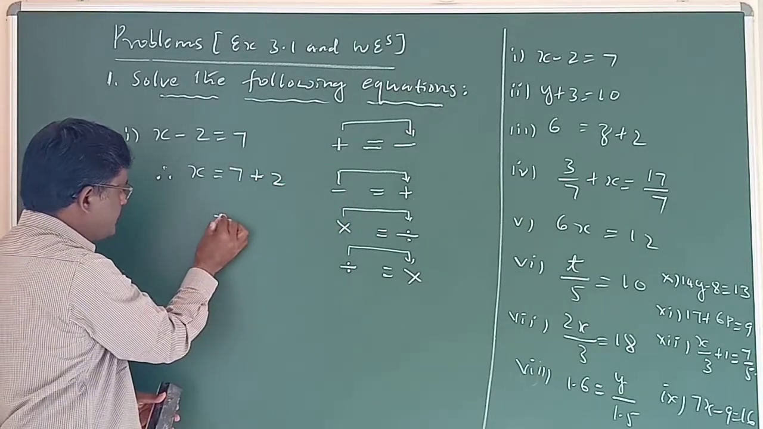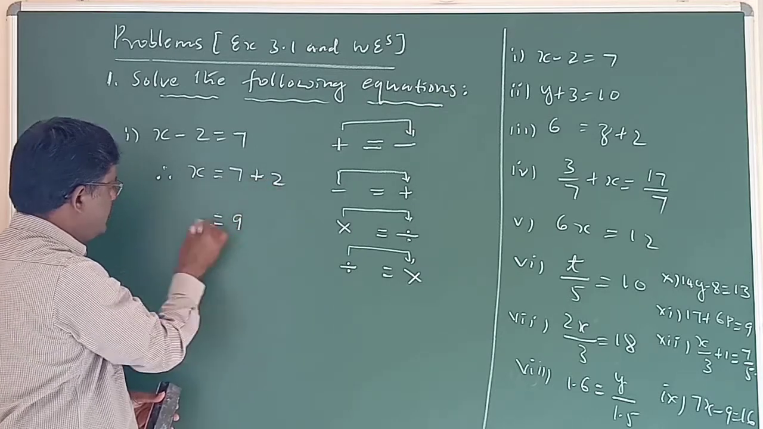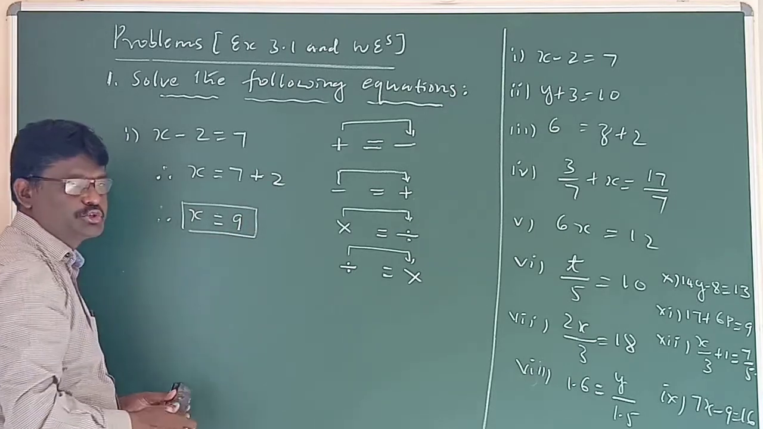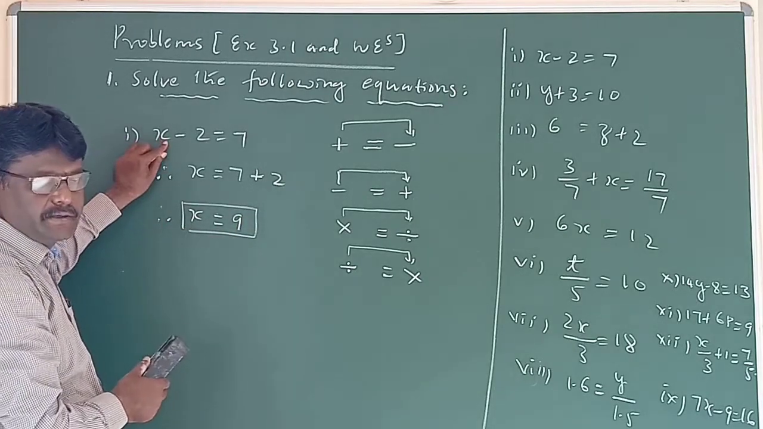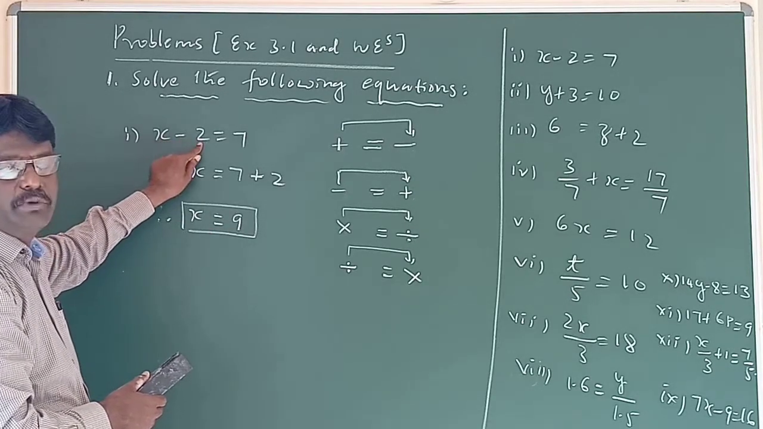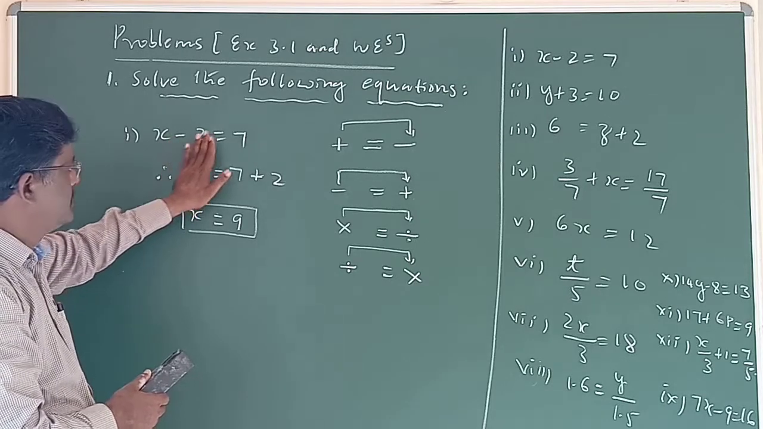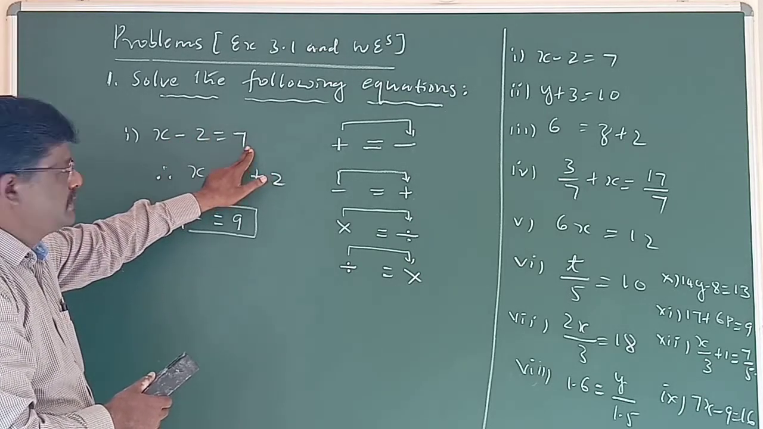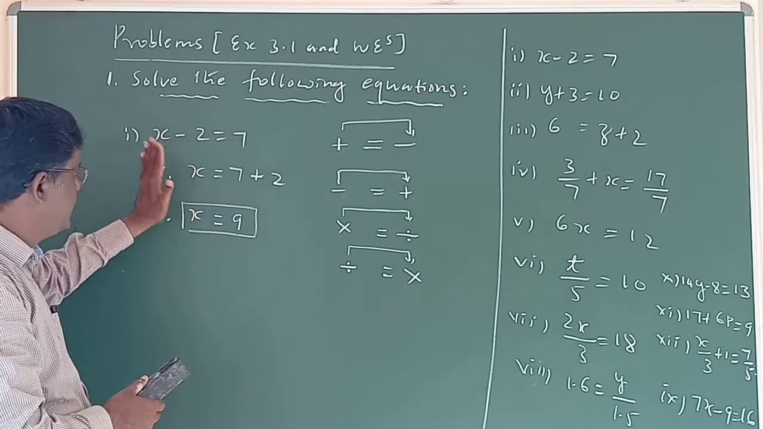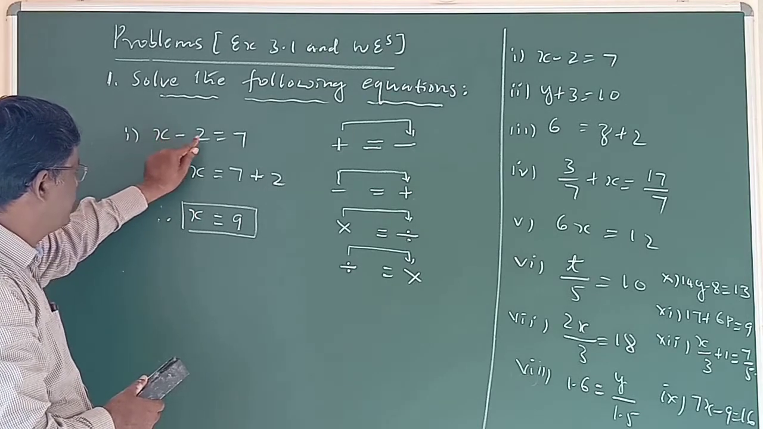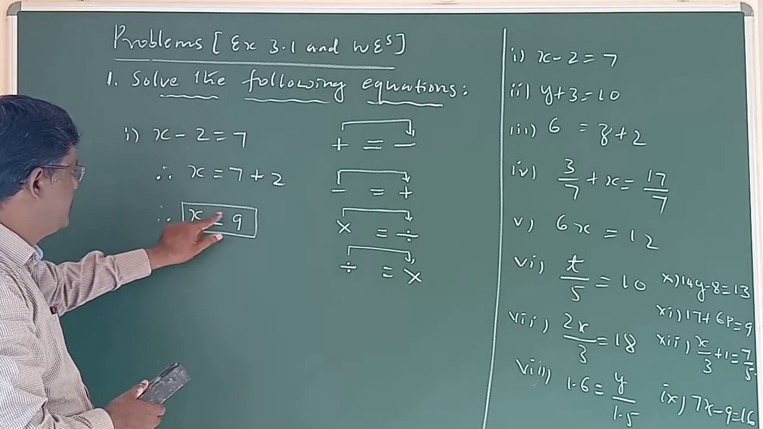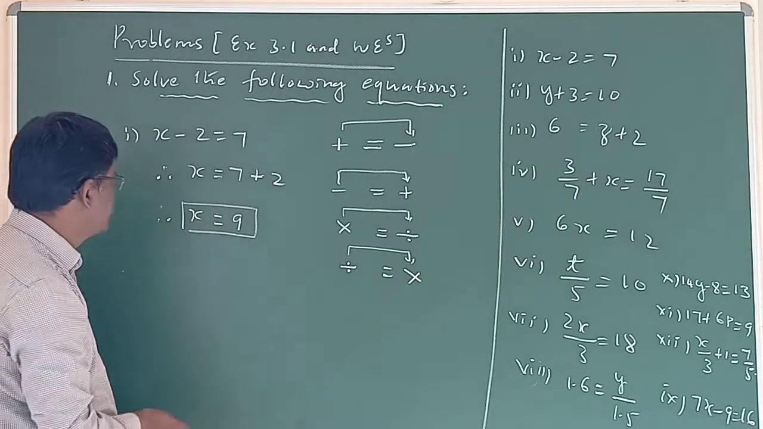Then put equals 7 plus 2, equal to 9. Therefore, x equals 9. This is the solution of x. Now we shall substitute here: 9 minus 2 is 7. Left hand side is 7, and the right side is already given as 7. That is why it is an equation. Hence, what is the meaning of solution? For any value of the variable, if LHS and RHS are equal, then that value of the variable is our solution. Let us take the second one.